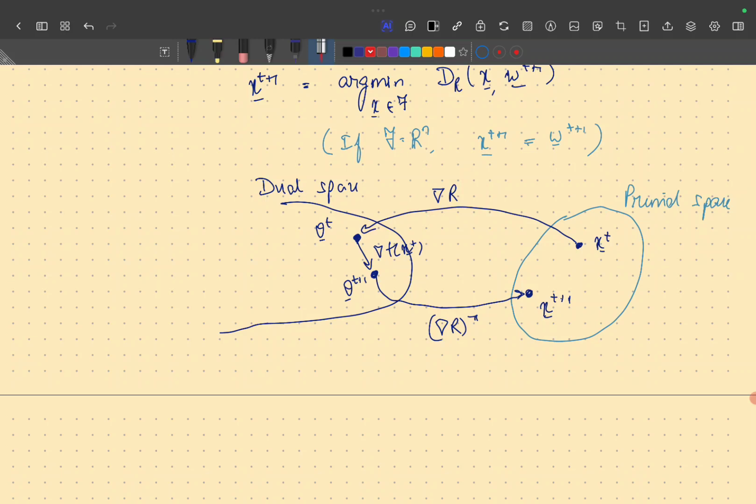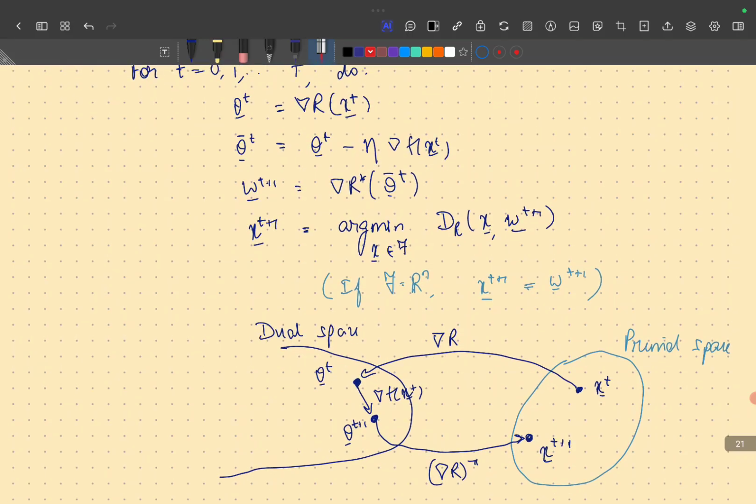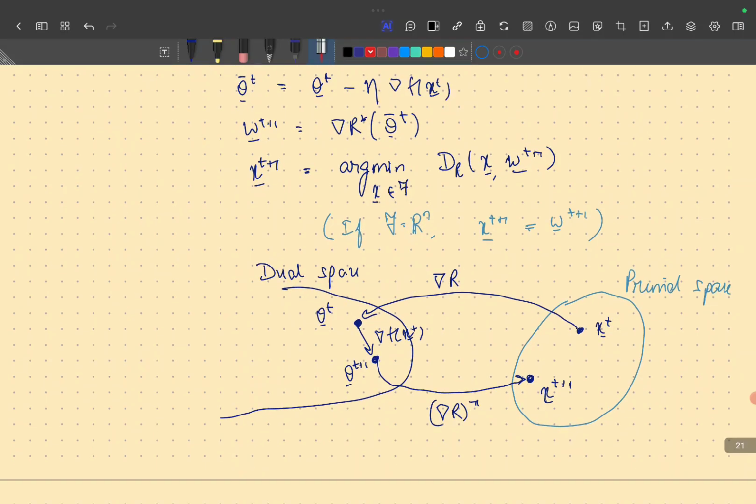So how are theta t plus 1 and theta bar of t related? Theta bar t is equal to theta t minus eta, some constant, times gradient of f of xt. Is it the single step which we are taking in the dual space? Correct. So, I should have called this theta bar.